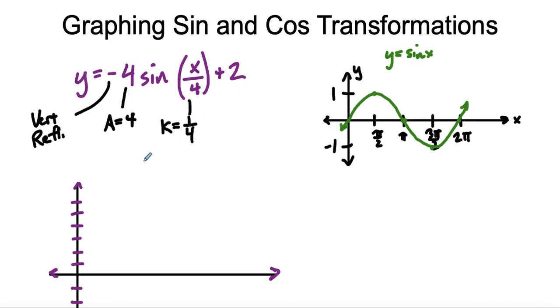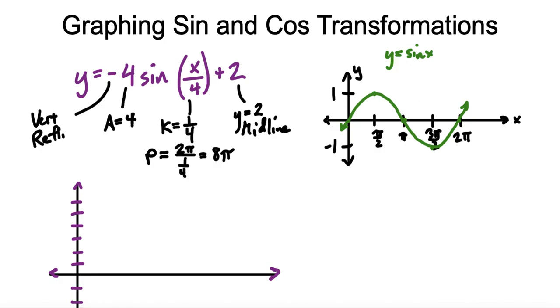Remember that because my frequency is 1/4, my period is going to be 2 pi over 1/4, which really means my actual full period of the function is 8 pi, meaning it's going to take all the way from 0 to 8 pi to complete one revolution of this sine transformation. And the last thing I have here is that y equals 2 is my midline. So I'm going to actually start with that.